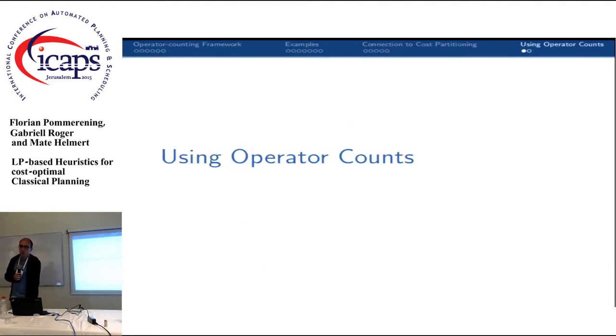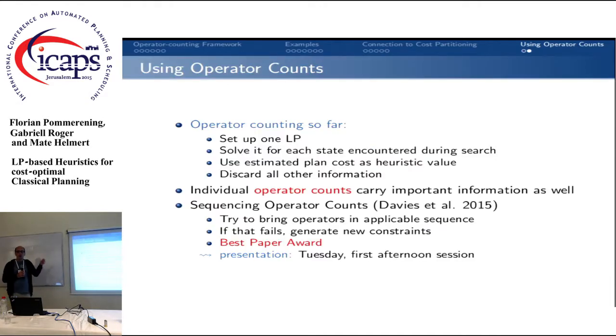Okay, just one last thing. So far, we have used operator counts in a very specific setting. We've set up one LP. In case of dynamic merging, this might mean solving several LPs until we find a fixed point. But in the end, we have one linear program. We solve it for each state we encounter during a search. And then we use the estimated plan cost as an admissible heuristic. And then we discard everything we've done so far.